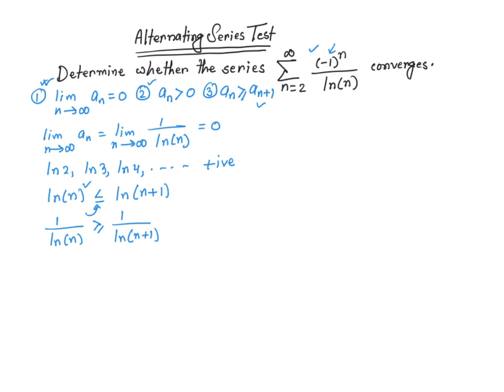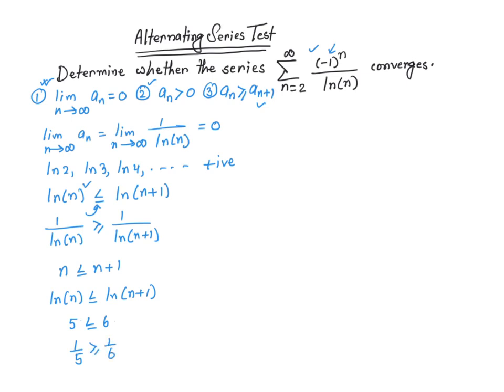Another way you could think of it is this. I want to show that as well. Obviously, n is less than or equal to n plus 1, right? So if you apply ln to both sides, you get ln of n is less than or equal to ln of n plus 1, right? It's kind of like saying 4 is less than 5. Here is an example: 5 is less than or equal to 6. So in that case, 1 over 5 is greater than or equal to 1 over 6.